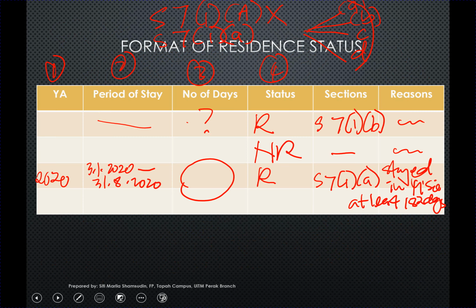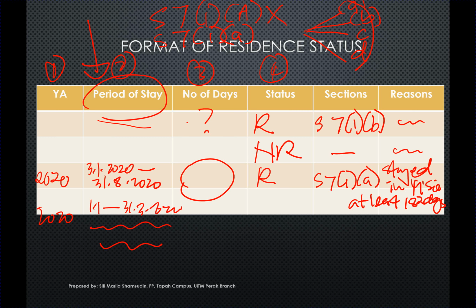Kalau macam kes ni, awak akan tulis juga. Awak akan tulis macam mana? 2020. Lepas tu tulislah period yang dia duduk mula-mula. Katalah dia duduk daripada 1 Januari hingga kata berapa, 31st March ke. Awak ikut yang tempoh dia duduk kat dalam Malaysia. Period of stay ni kena tulis period yang dia duduk dalam Malaysia. Period yang dia tak ada dalam Malaysia tak payah tulis. Okay, lepas tu number of days tadi kita dapat 200 days.